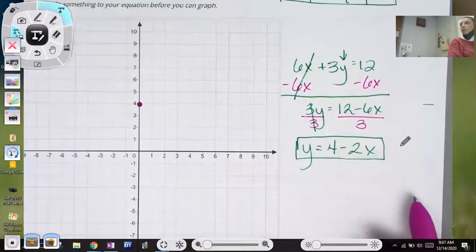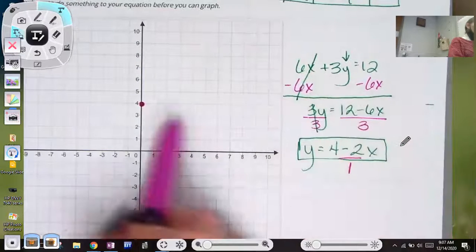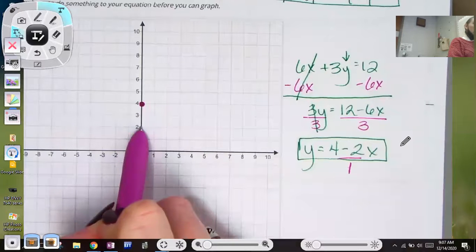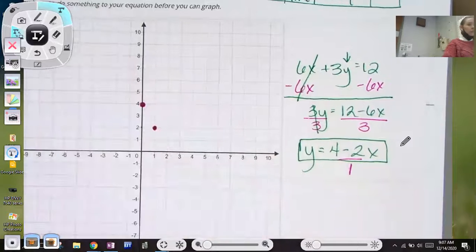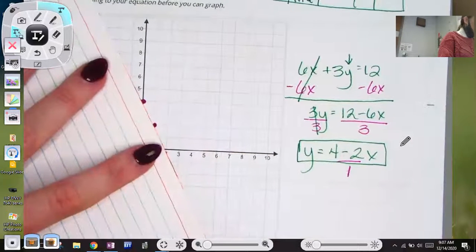-2. Since it's a whole number, it's understood to be over 1. So I'm going to start at my 4 on the y-axis. I'm going to go down 2 and to the right 1. All right, and once you click on that spot, it's going to draw a line and then you can submit it.